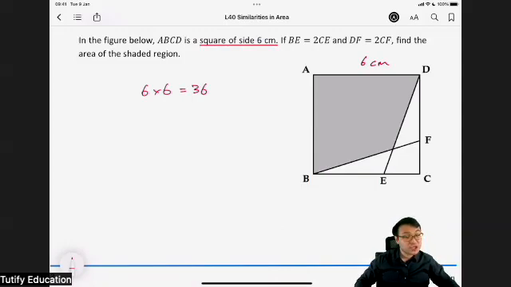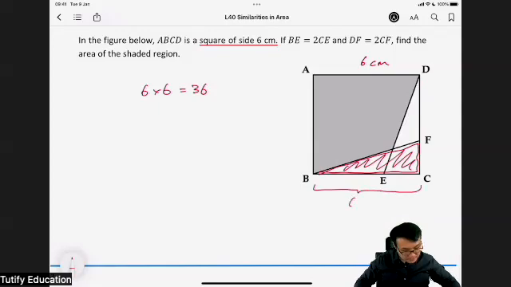So if you want to find the shaded area, you need to take away the triangle here, and you need to take away the triangle here. Am I right, Abby? Correct. Now, are you able to find the area of this triangle here? Yes. You already know the base. Do you know what is the height? You don't. Okay, no problem.